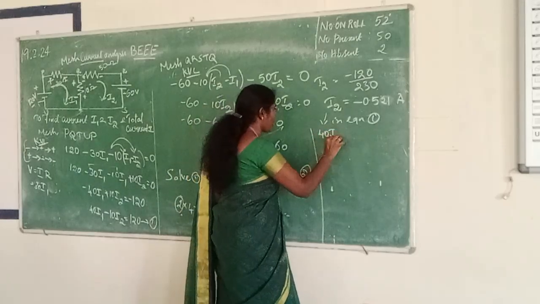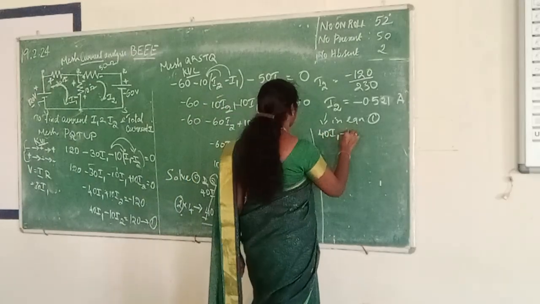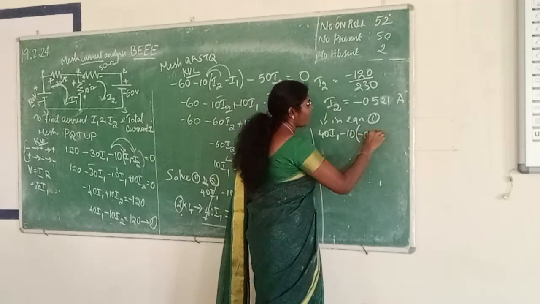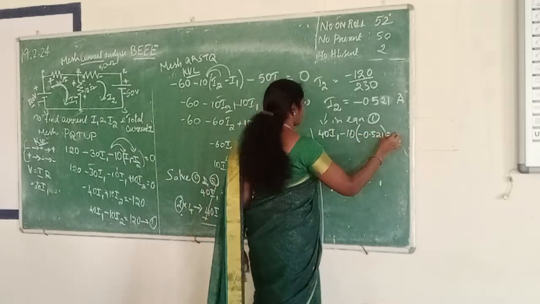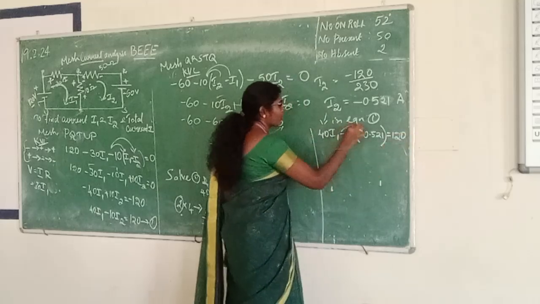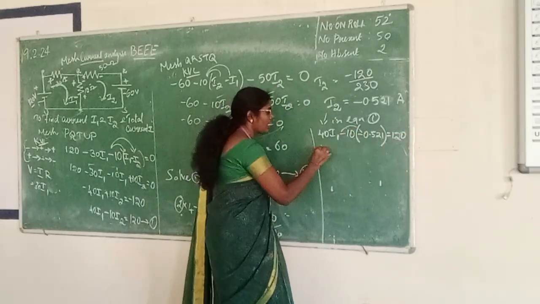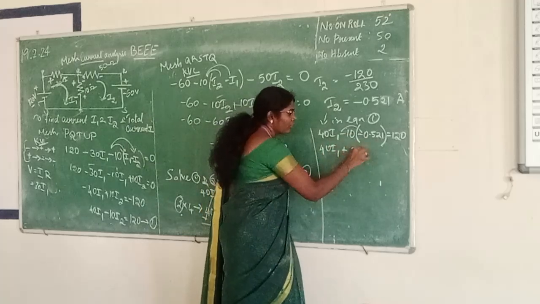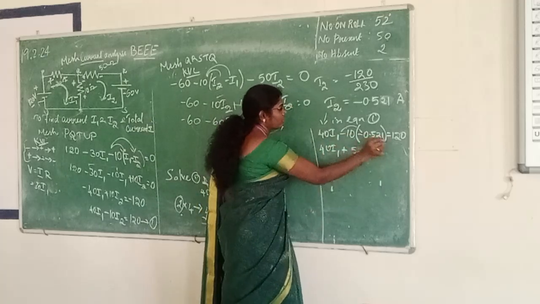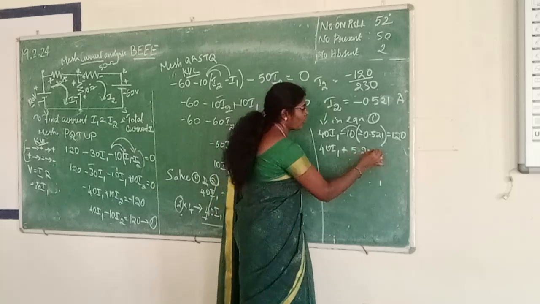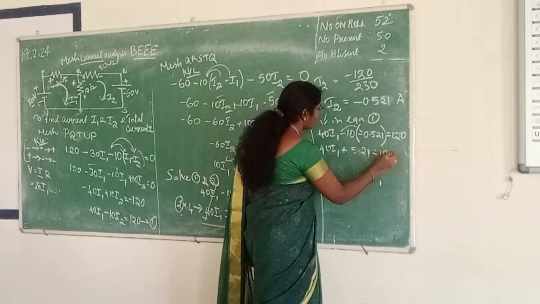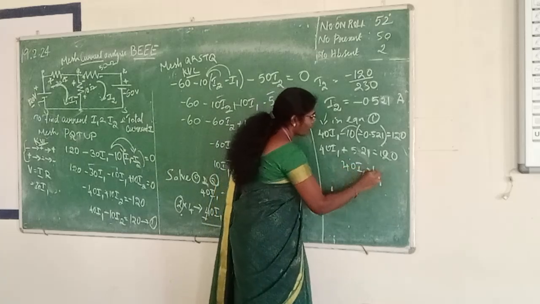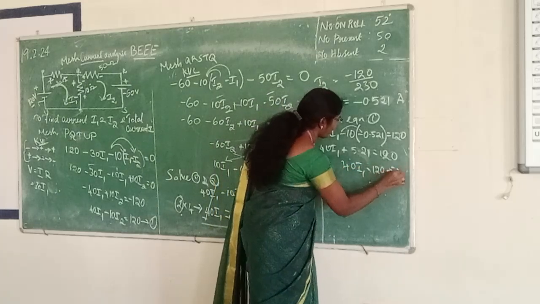40 I1 minus 10 into the value here, minus 0.521, is equal to 120. So if it is minus into minus, it will become plus. That is 40 I1 plus 10 into 0.521, which becomes 5.21, is equal to 120. So 40 I1 is equal to 120 minus 5.21.